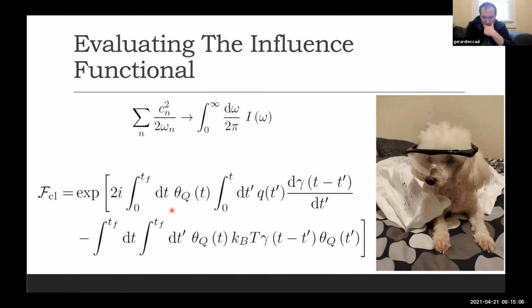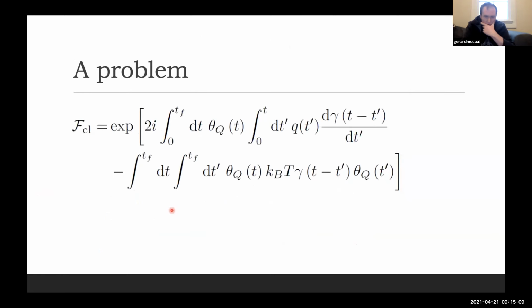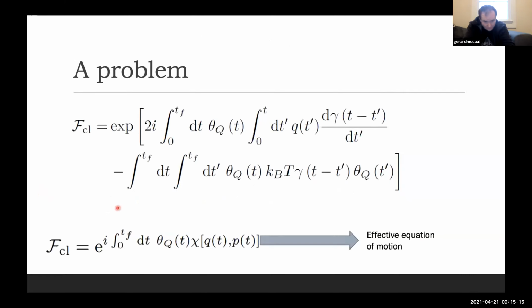So now that we've got this, what can we do with it? Well, like I said before about the properties of influence functionals, this has a slight problem. In order to derive an effective equation of motion, I need the influence functional to be of this form. Now, the first term here seems fine, okay? It's a functional depending on theta q, and then some other functional depending on your phase space variables. Whereas this term is actually quadratic in theta q. So that suggests that I can't actually take the path integral for my open system and present an effective equation of motion for it.